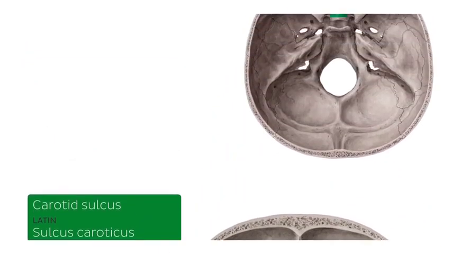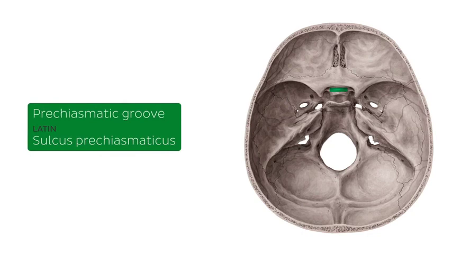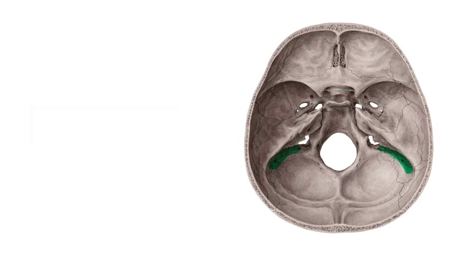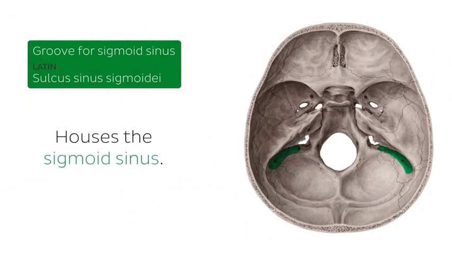Next structure highlighted here is known as the prechiasmatic groove, and it is a transversely running groove located on the sphenoid bone between the optic canals. It lies anterior to the tuberculum sellae. Next structures that we're going to be highlighting here are known as the grooves for the sigmoid sinus. This groove, also known as the sigmoid sulcus, is located on the inner surface of the mastoid part of the temporal bone. It houses then the sigmoid sinus, a dural venous sinus.